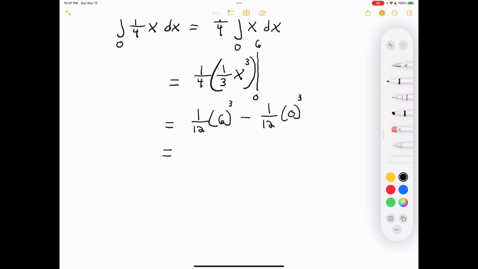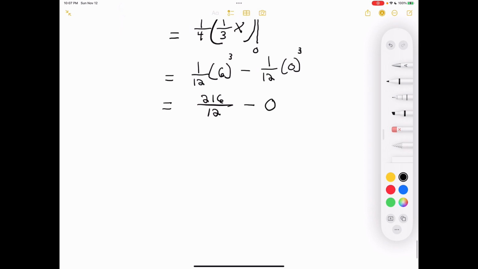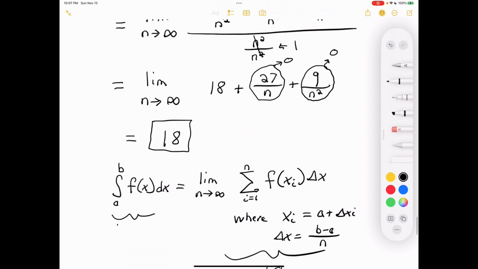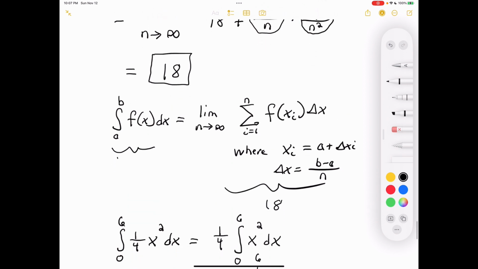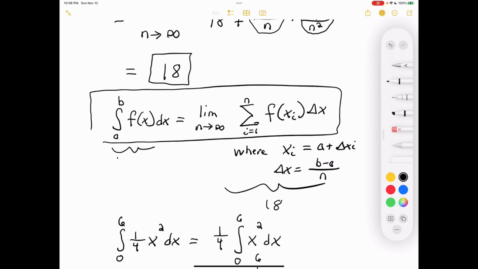Now, 6 cubed is 216 divided by 12 minus 0 cubed is 0 times 1/12 is 0. And this works out to be 18 exactly, which is what we got up here for the Riemann sum. Remember, this main equation here, which is the definition using a Riemann sum of a definite integral, the right-hand side uses the Riemann sum. The left-hand side uses the fundamental theorem of calculus.